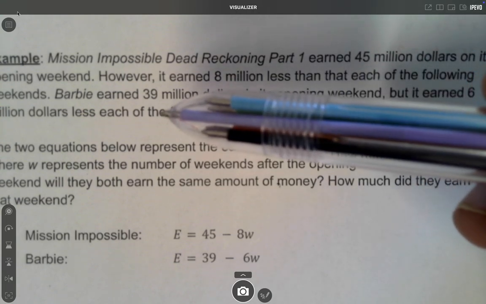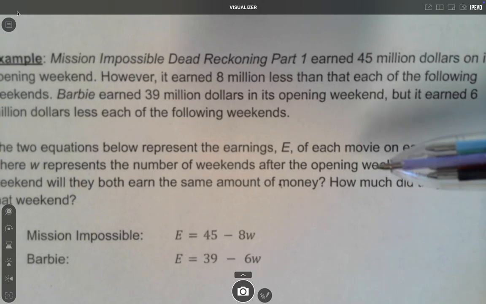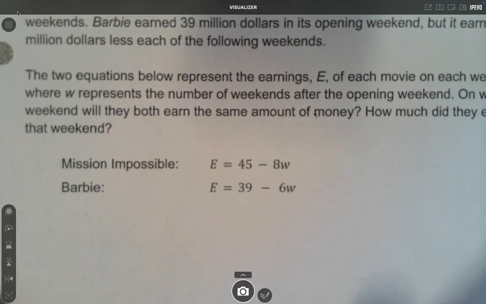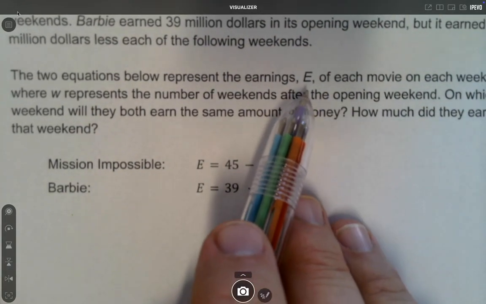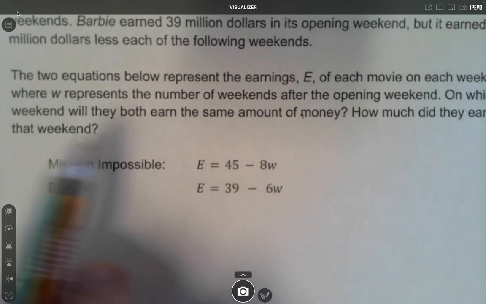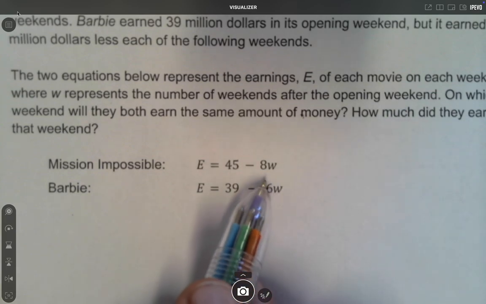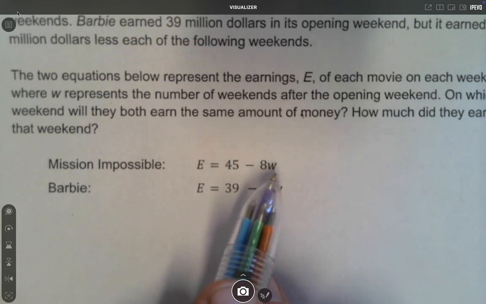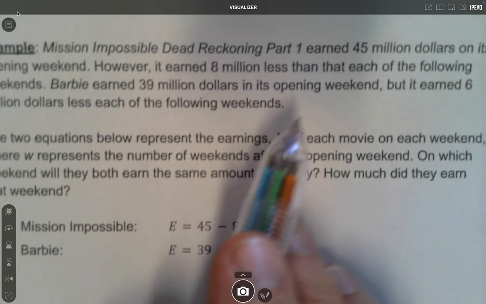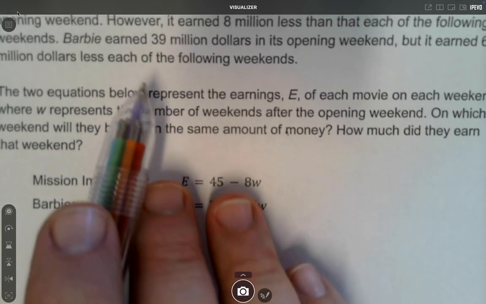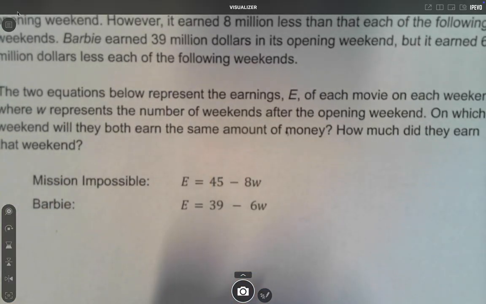Barbie, the movie, earned $39 million in its opening weekend, but it earned $6 million less than each of the following weekends. So the two equations below represent the earnings, so that's what the E stands for, of each movie, where W represents the number of weekends after the opening weekend. In other words, on its opening weekend, that's actually week 0, because that's 0 weeks after opening weekend. And if you plug in 0 for W, you get 45, which is what Mission Impossible earned on its opening weekend. If you plug in 0 for W here, you get 39, which is what Barbie opened to on its opening weekend.